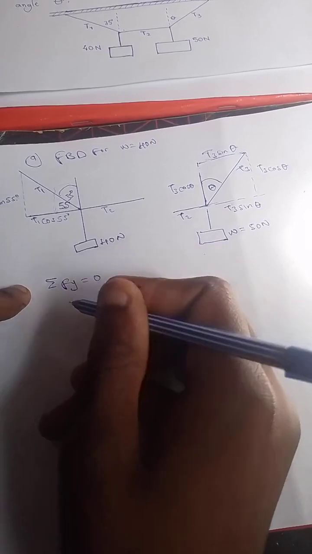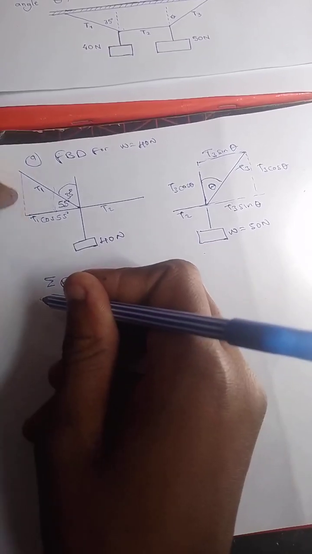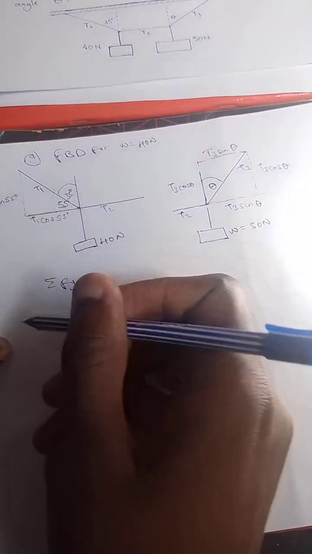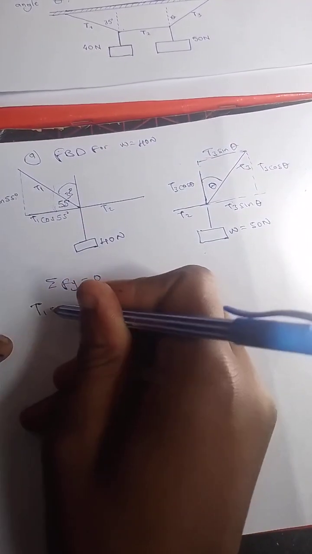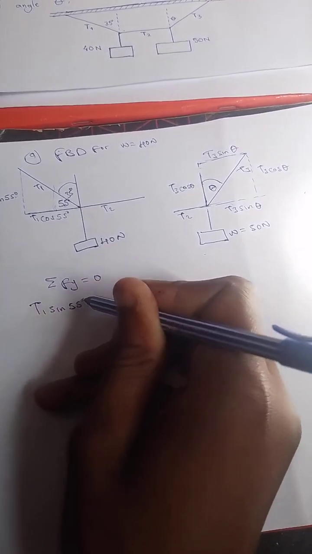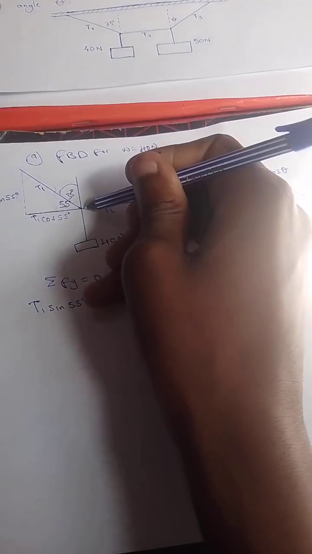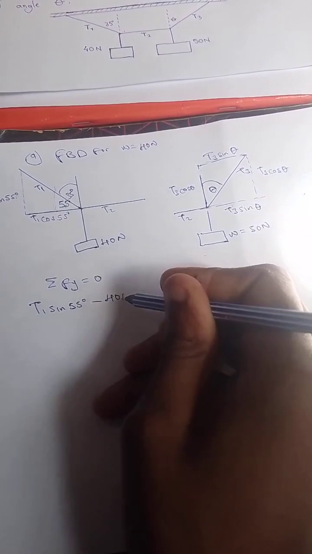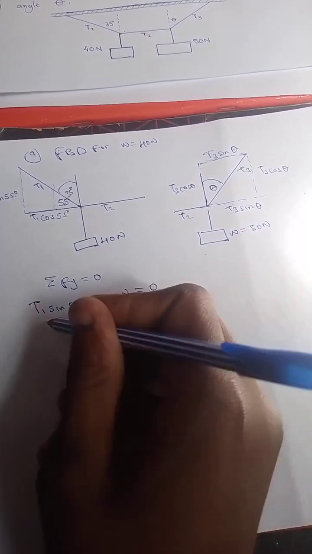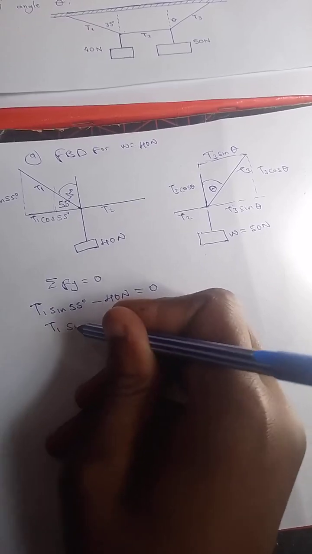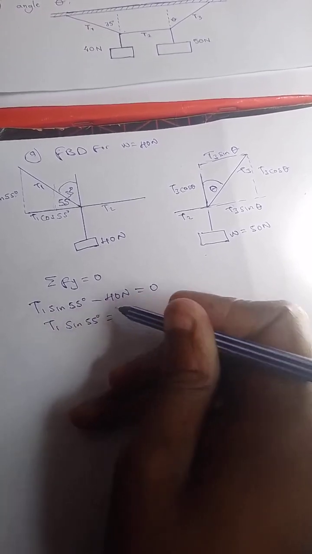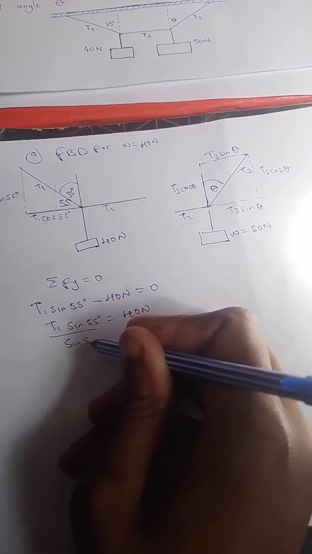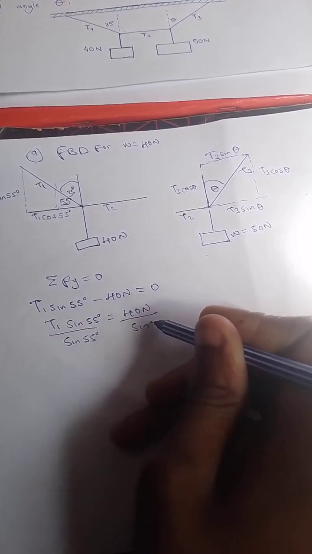Now here we have this upward force, considering this free body diagram. So we are going to have our T1 sine of 55 degrees. Then the only force acting downwards is the weight, minus 40 newtons. That's the weight, should be equal to 0. So in other words, T1 sine of 55 degrees should be equal to, taking it this side, the 40 newtons, over the sine of 55 degrees.